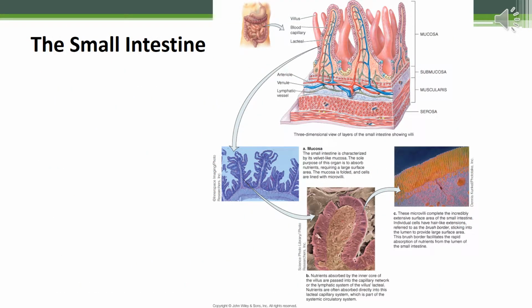Here's a diagram of the structure of the villi in the small intestine. So at the top of this diagram you can see a cross section of the villi which shows the arteriole, the venule, and the lymphatic vessel. And we need the blood vessels to be in the small intestine so that we can absorb the nutrients directly into the blood, and then the blood can deliver the nutrients to the rest of the body cells.